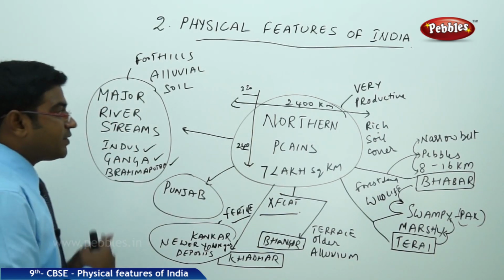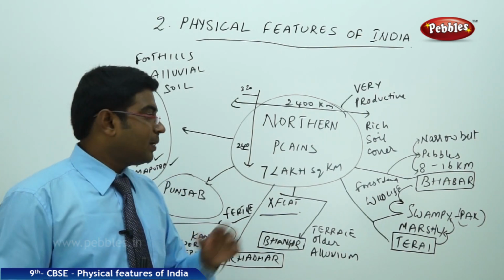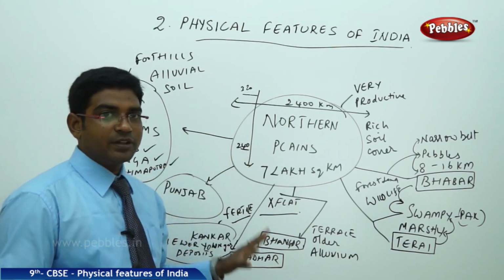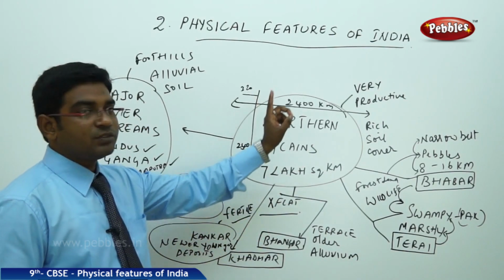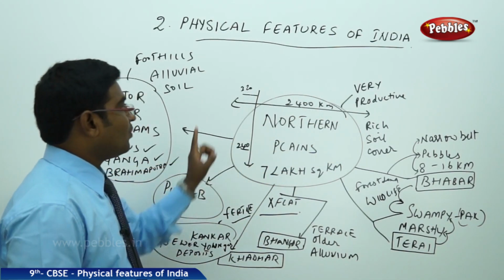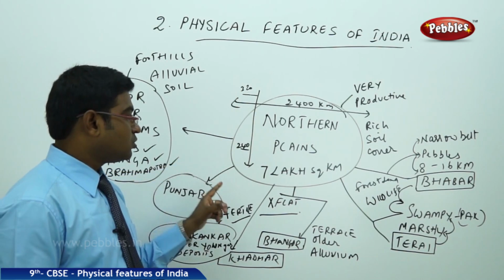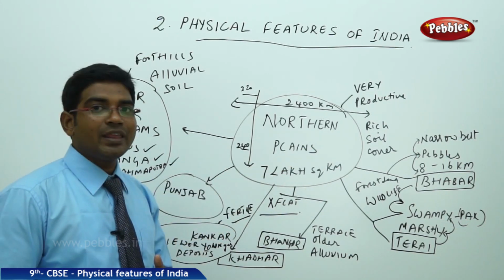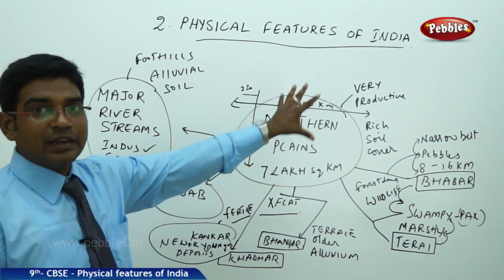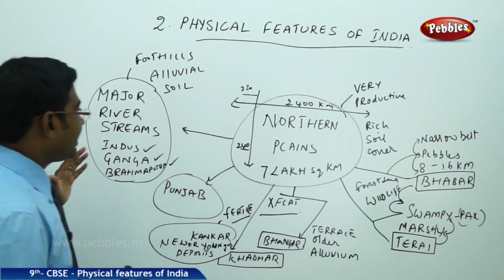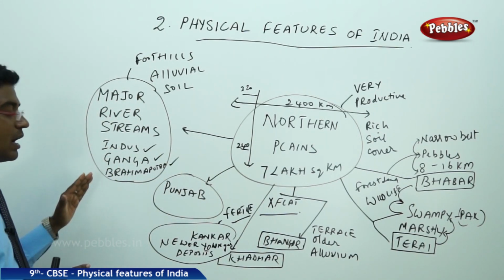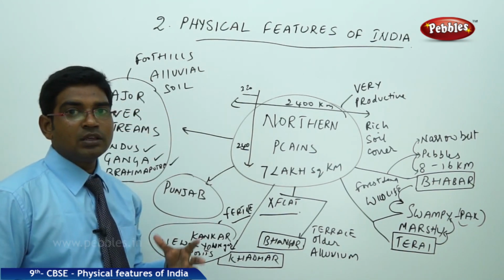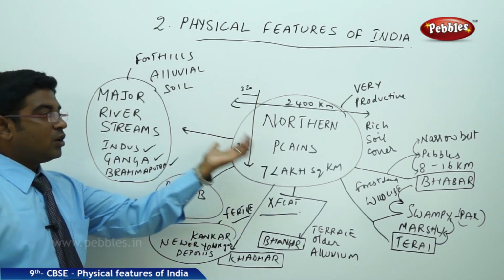Let's have a brief recap of the northern plains. The northern plains extend over 7 lakh square kilometers. Its length is 2400 kilometers, and its width varies from 320 kilometers to 240 kilometers. This is very productive and very rich in soil cover of the entire Indian land. Here we have major river streams like Indus, Ganga and Brahmaputra. These rivers brought the alluvial soil from the foothills towards the northern plains.